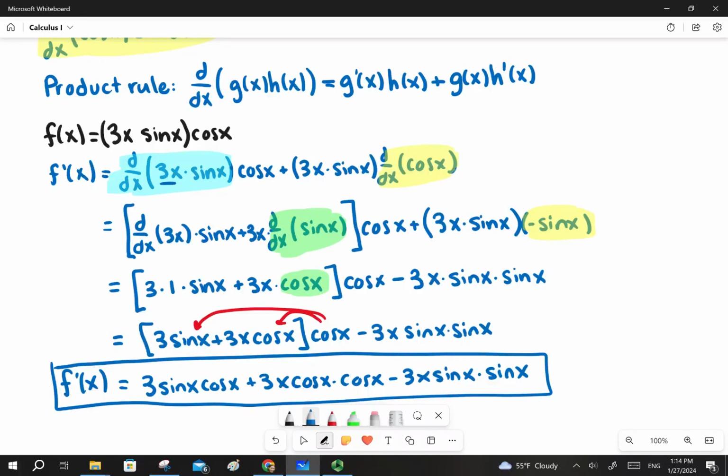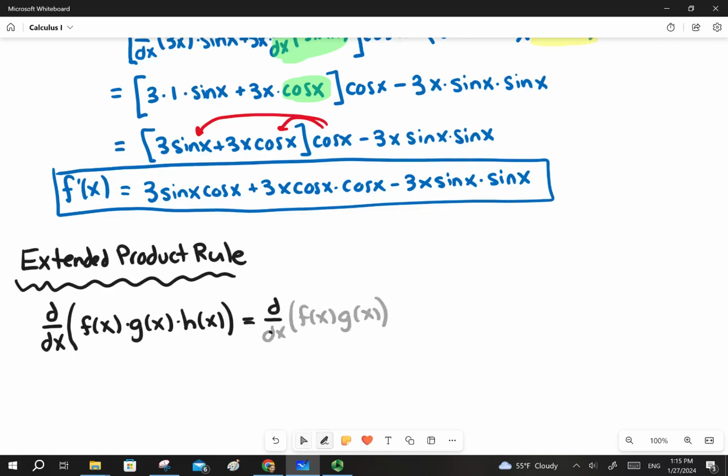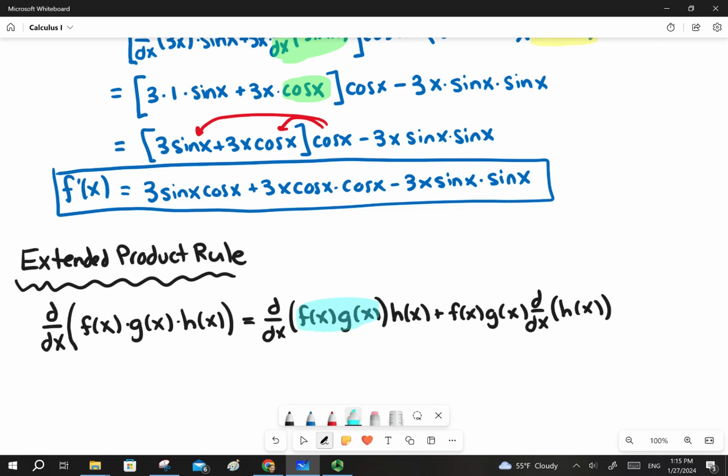But there is such a thing as the extended product rule. What made this problem different was that it had a derivative of a function that was actually a product of 3 different functions. And the way we handled it is we grouped the first 2 together and used the product rule with that first pair being our first function and the third function being our second function, which required us to do the product rule a second time.